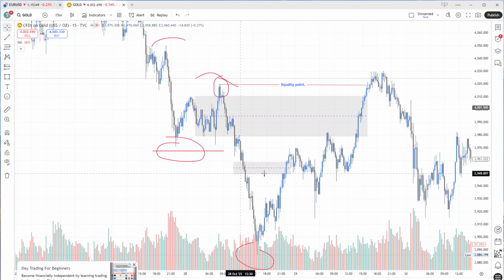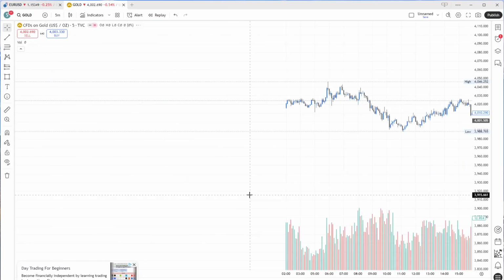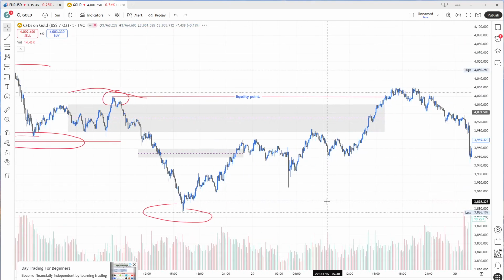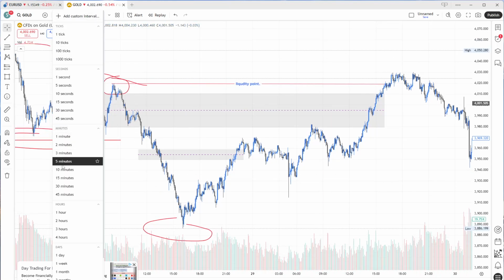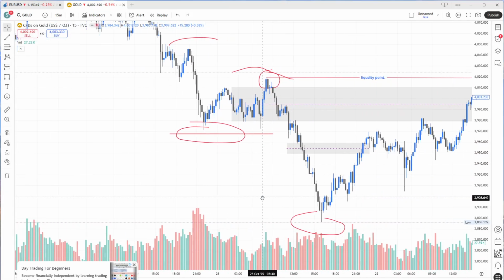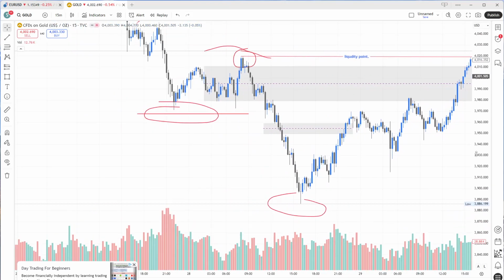Right, we do have the price inefficiency here. This is our target, right? And we do see, let's see here, maybe it's on an M5. No, it's on an M10. Okay, so yeah, we do see it.